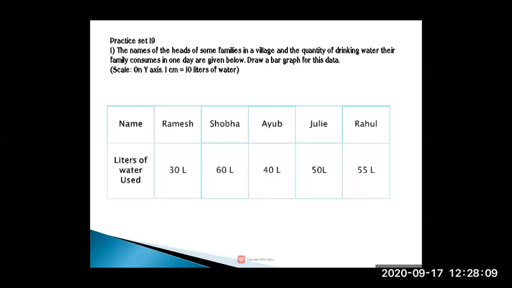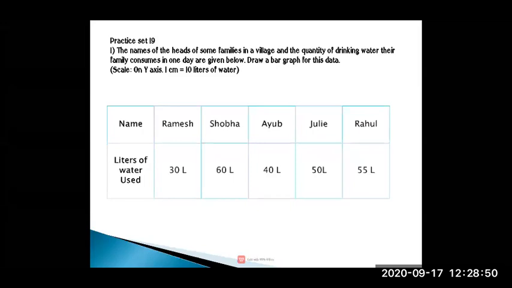And here the scale is also given. I told you yesterday that the scale is also given. So you have to see the scale on the y-axis: 1 centimeter equals 10 liters of water. Here, first of all, the names of the heads of the families in a village are given and how much water they are consuming in one day. You have to draw a graph for this data. Whatever data is given, you have to draw it, and the scale is also given. The scale on the y-axis is 1 centimeter equal to 10 liters of water.